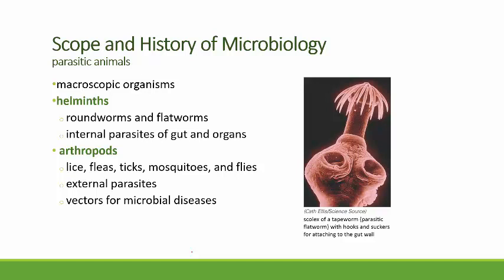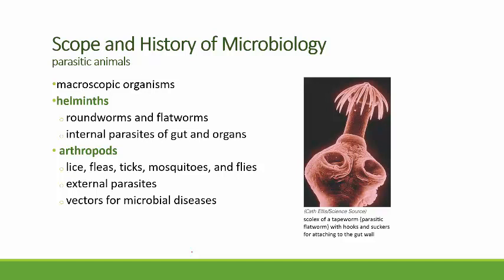And then the last group that we consider to be part of what we study as microbiologists are the parasitic animals that are found inside humans and the bodies of other animals too. So these are macroscopic organisms, not microscopic. We can see them with the naked eye. And there are two groups that we cluster into this odd grouping because of their ability to cause disease, to be pathogenic.